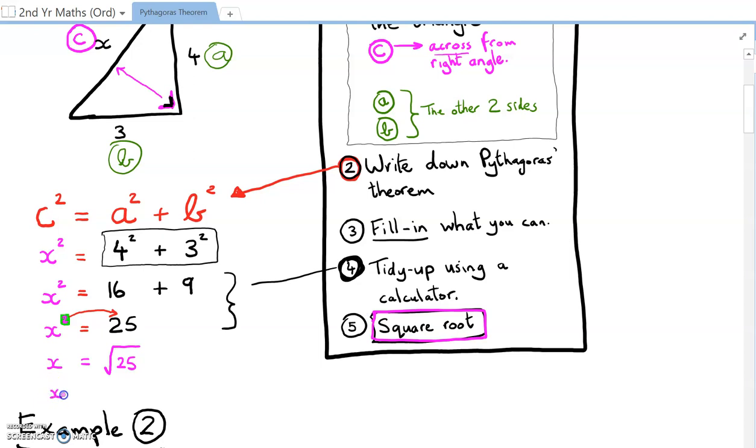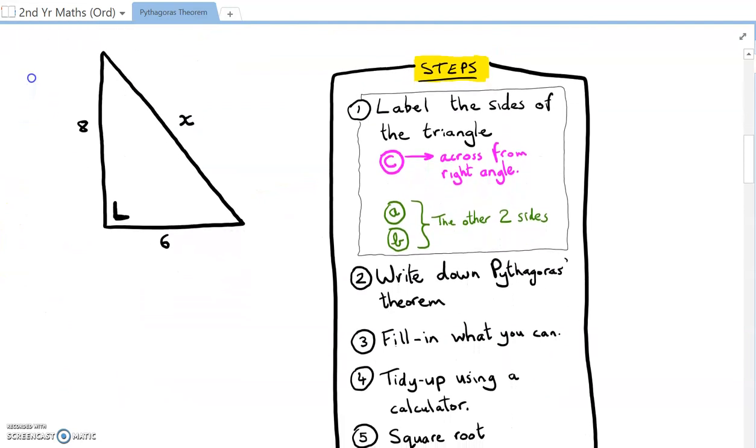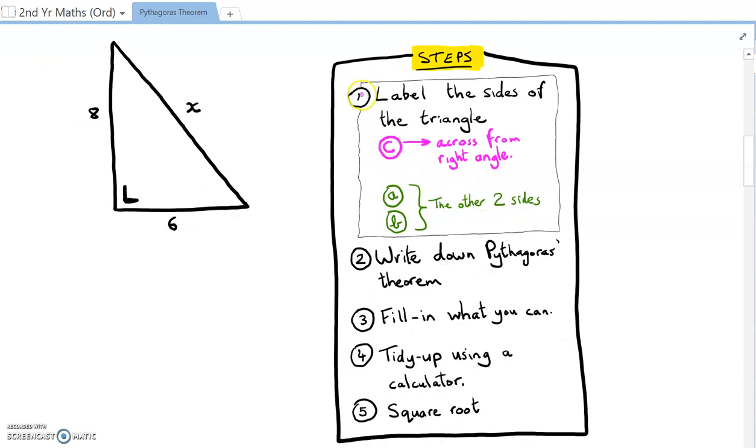And when I type that into my calculator, I get 5. And that's my answer. Okay. A lot going on there. We'll need to do another one just to make sure that we're getting this. Okay, here's another one. And we have the steps here to help us. Step 1, label the sides of the triangle.